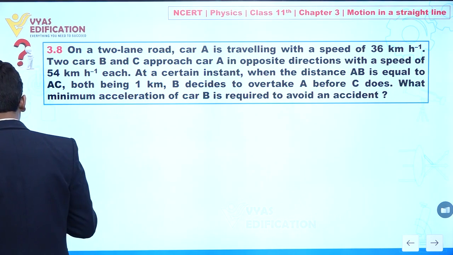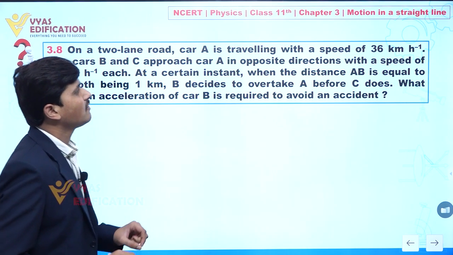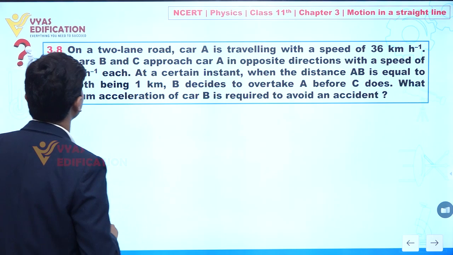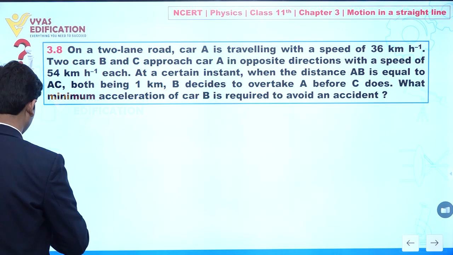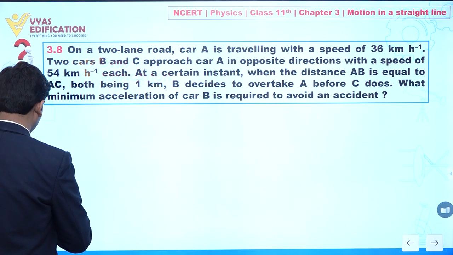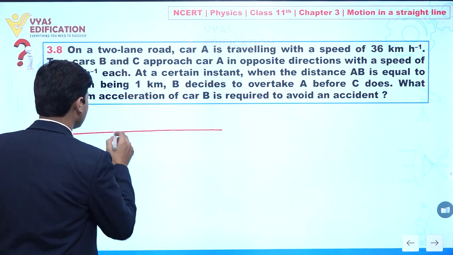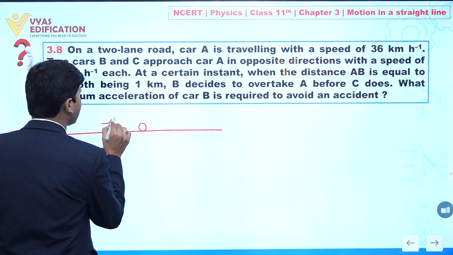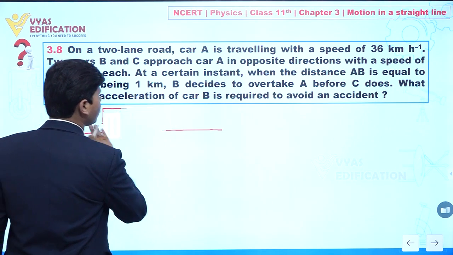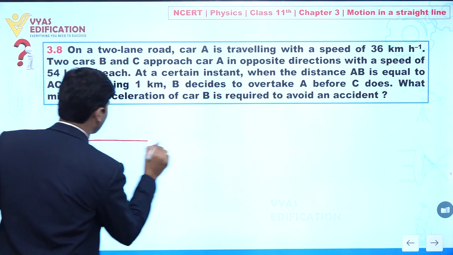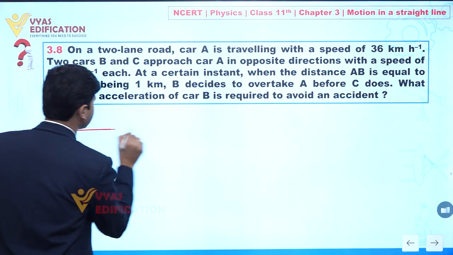So first let's try to analyze the given situation. Clear? Now concentrate on the screen. In this question, car A is travelling with a speed of 36 km per hour in a particular direction. Here we are taking this situation. Let's suppose we have two lanes. Clear? Let's suppose here we have a car A.